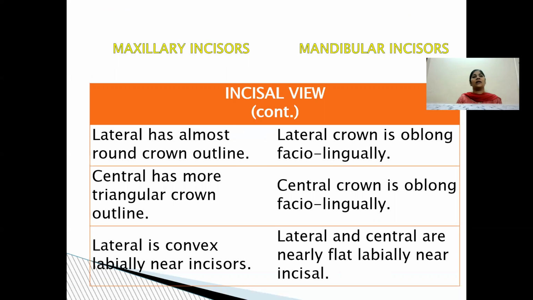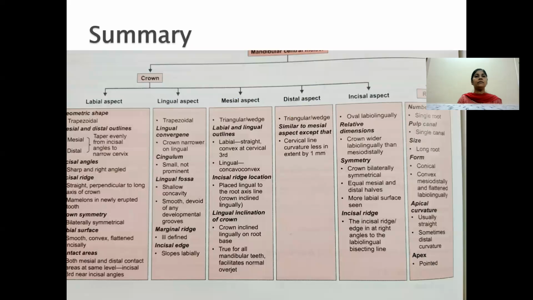In the maxillary lateral incisor, the crown has a round outline, but in the mandibular lateral incisor, it is more oblong faciolingually. The central has a more triangular crown outline in the maxillary, while the mandibular central incisor is oblong again. The lateral incisor is convex labially near the incisal area. Lateral and central are nearly flat labially near the incisal ridge. So these were the various aspects of the tooth as well as the traits. Let us summarize. If you take each aspect, these are the points which we need to remember.